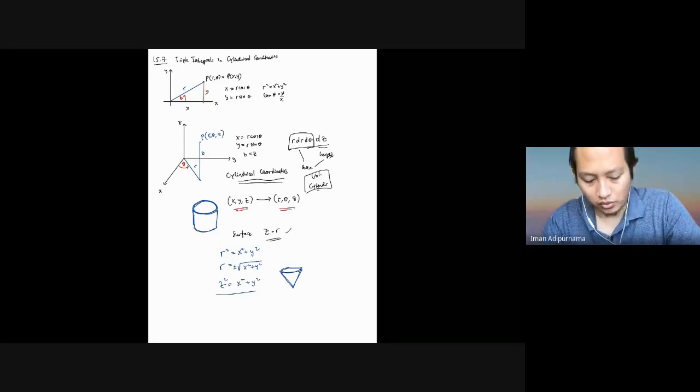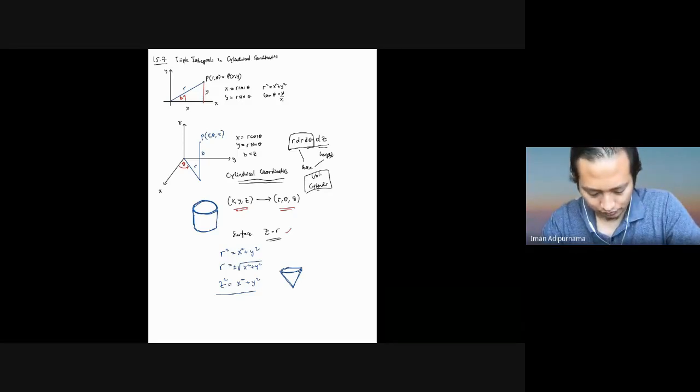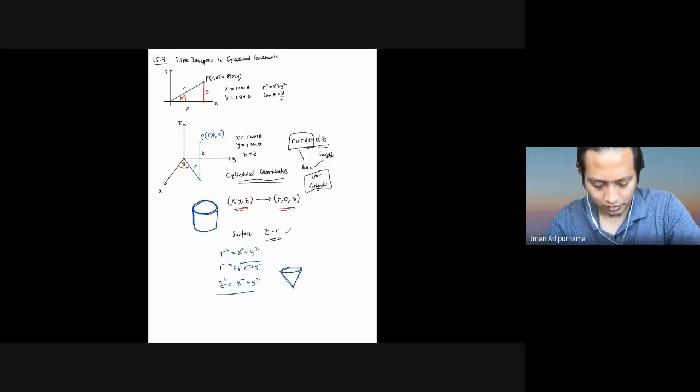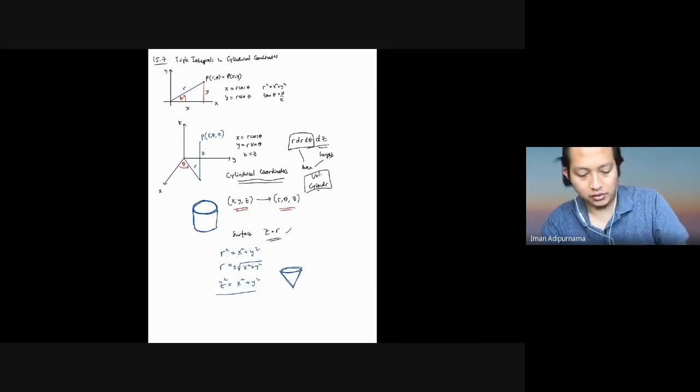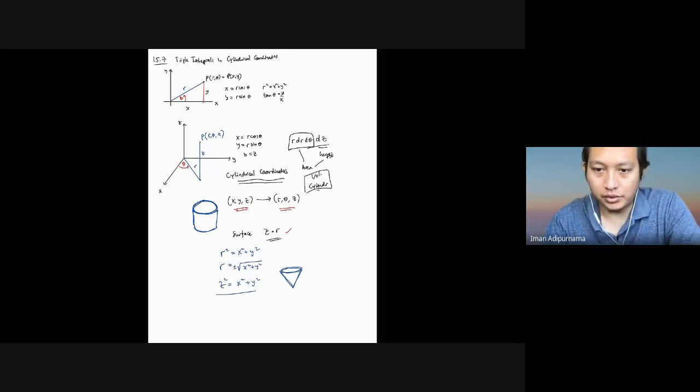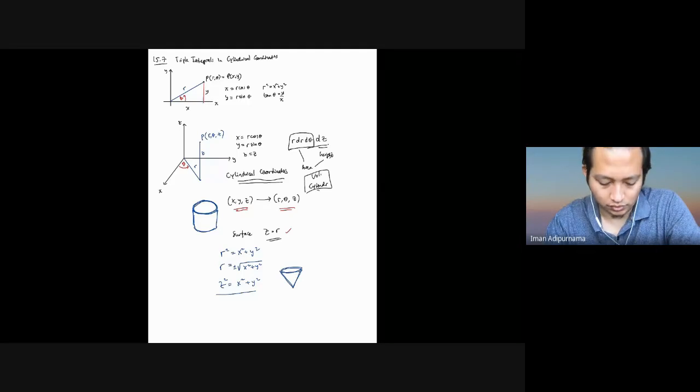At least two more sessions, or three, for chapter 15. I try to finish all the way to 15.7, 8, and 9. I will try to finish that today, so I hope I can finish it on time.